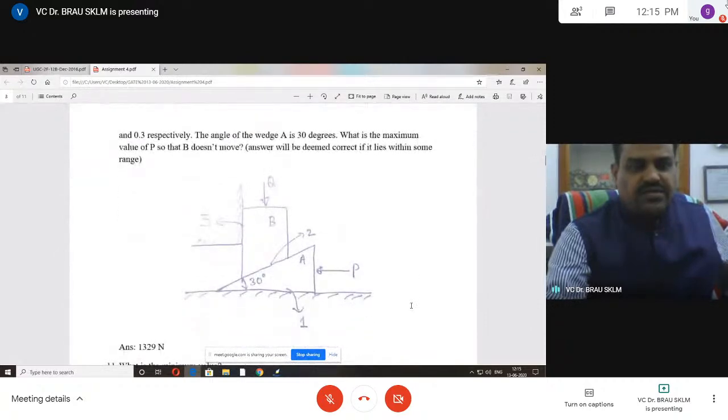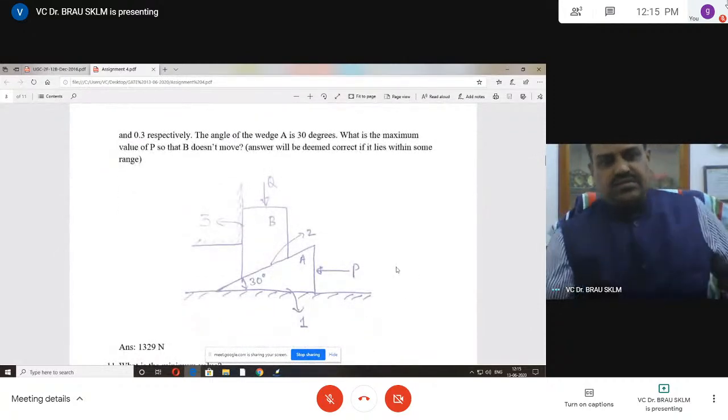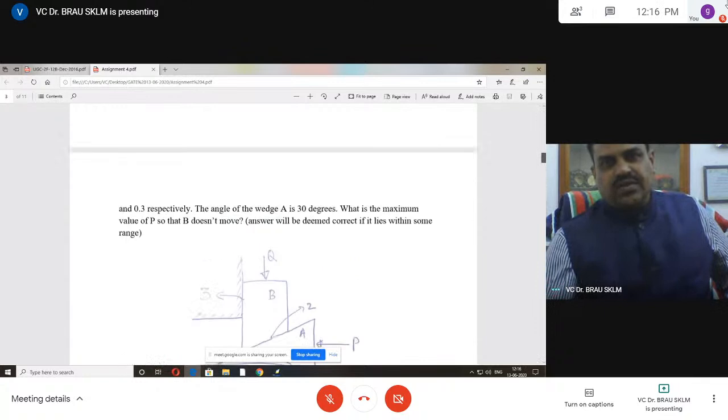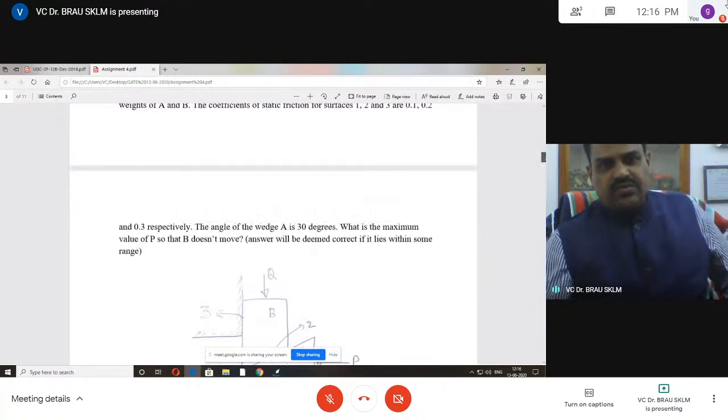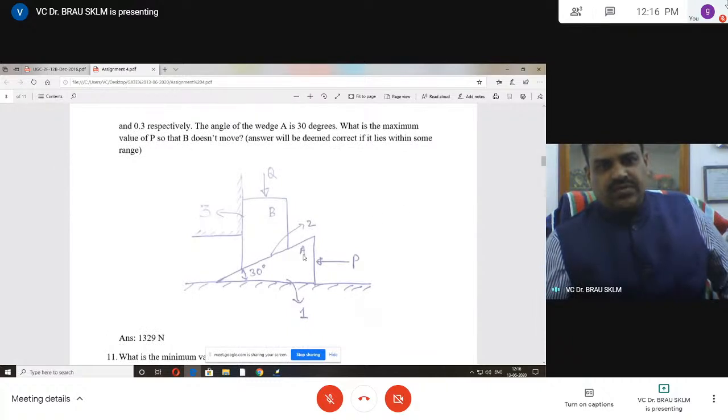Now let us see the wedge friction. Here the wedge is inclined. Earlier we kept a flat surface, and earlier you used an inclined plane. Another is like a flat block. Here this is a flat surface and this is the inclined surface. That case we are calling the wedge friction. Here you can see a wedge A and block B. That is what we are calling a wedge.